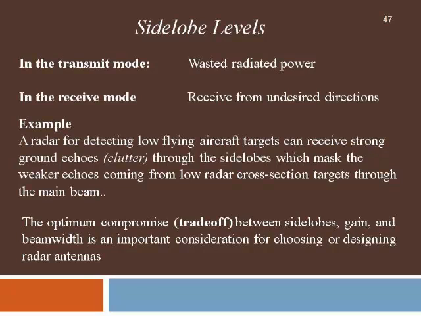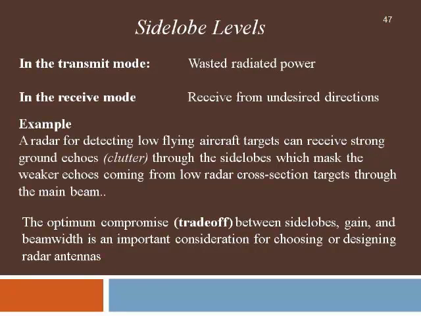So a radar for detecting low flying aircraft targets can receive strong ground echoes through these side lobes, which may mask the weaker echoes coming from low radar cross section targets through the main beam. So side lobes are definitely a disadvantage of these antennas, but complete elimination of the side lobes is a very tough job. Hence, an optimum compromise between side lobes, gain and beam width is an important consideration for choosing or designing radar antennas.